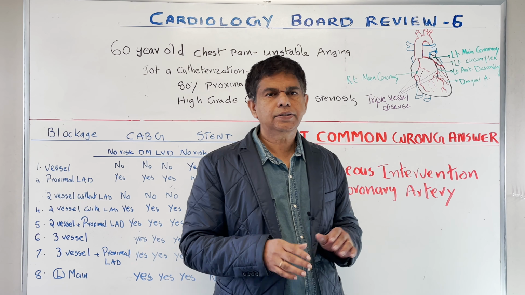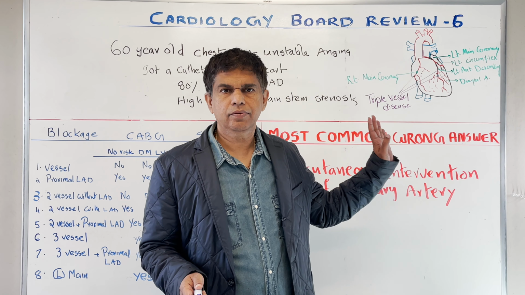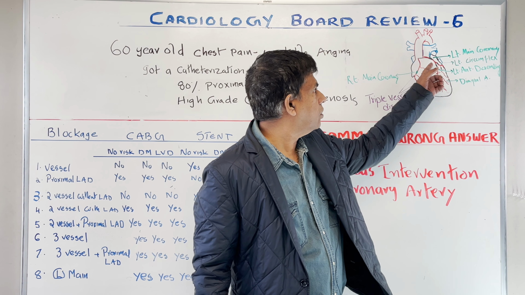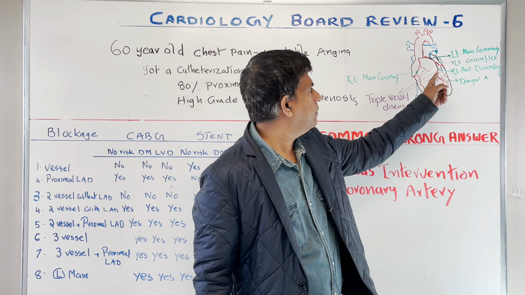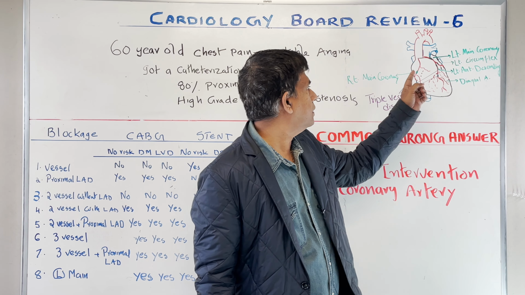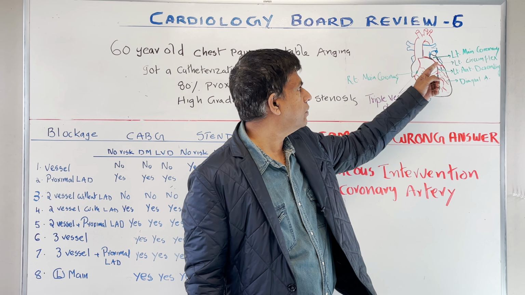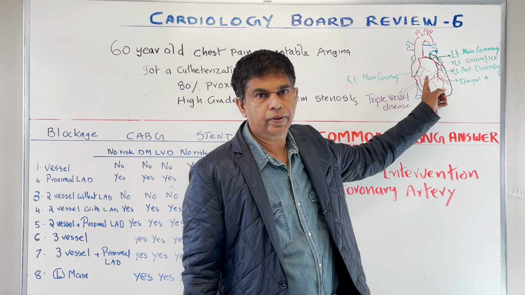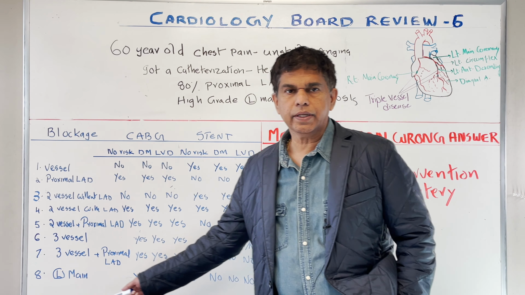Now let's look at the heart and identify where our main lesions are. Here you have the left main coronary artery, then the left circumflex comes out of it, and then we have the left anterior descending artery, then the diagonal artery, and the right coronary artery. So we have a lesion in the left main coronary artery up here, and a lesion in the LAD.